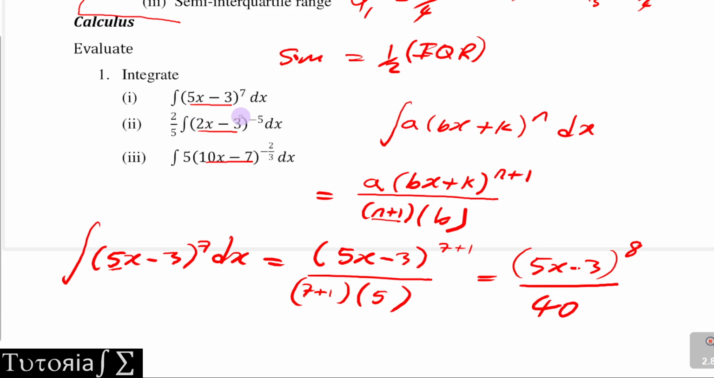Note that this only applies if n is not equal to negative 1. For instance, it would be a different case if we had 2x minus 3 raised to the power negative 1. If n is negative 1, we cannot do this procedure. So n should not be equal to negative 1.